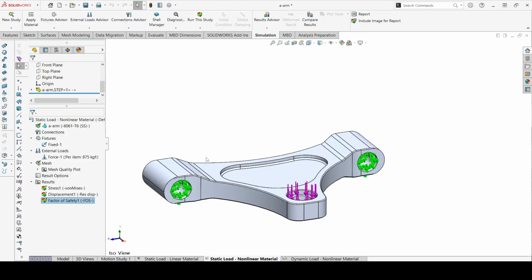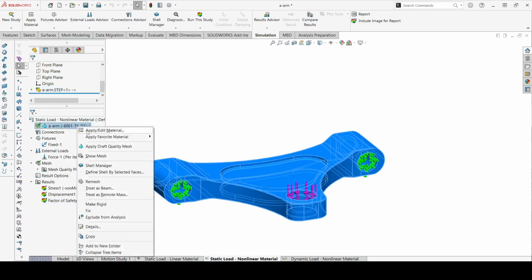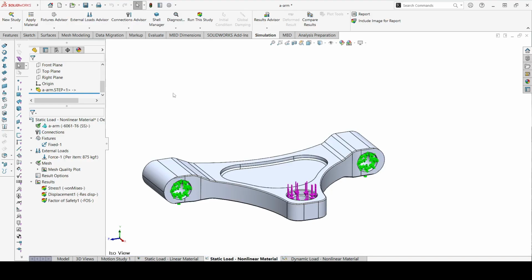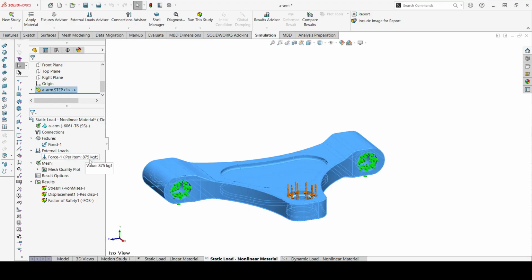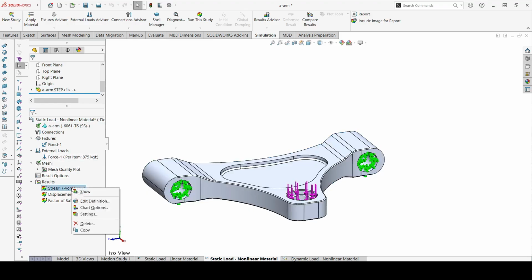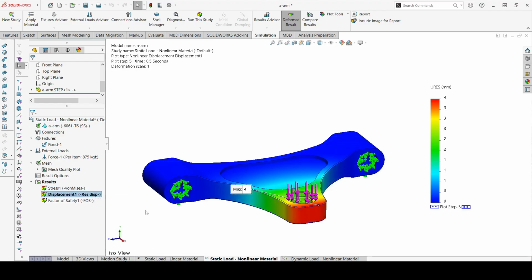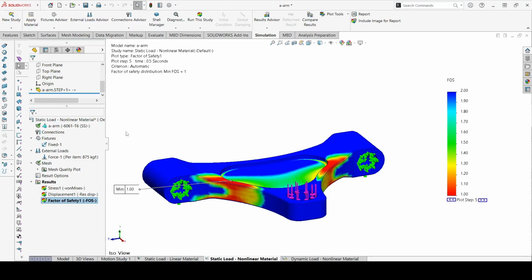The second analysis has the plasticity material model with everything else the same as the first analysis. The max stress is 276 megapascals. The max displacement is 4 millimeters. And the factor of safety is 1.